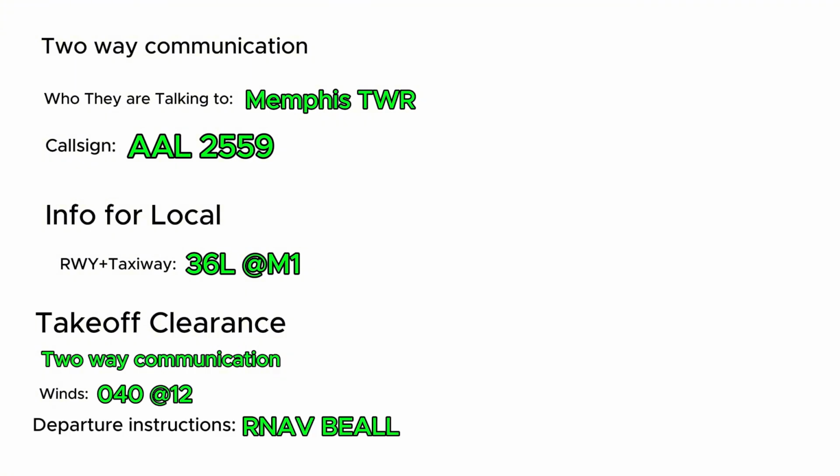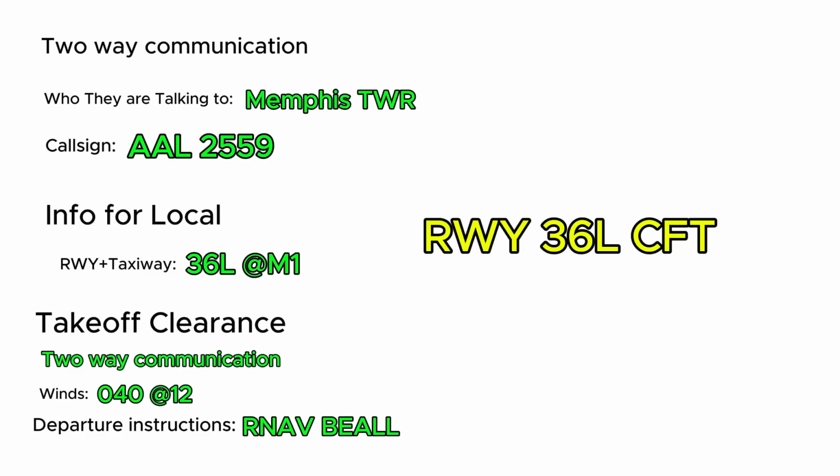Then, we follow up with the directions that Ethan gives, which, because no traffic is preventing it, is a takeoff clearance. He starts with the establishment of his own two-way communication. American 2559, Memphis Tower. He then gives the aircraft the winds. Wind 040 at 12. Next are the aircraft's instructions for the departure. RNAV to Beale. And finally is the runway, followed by the takeoff clearance. Runway 36 left, cleared for takeoff.